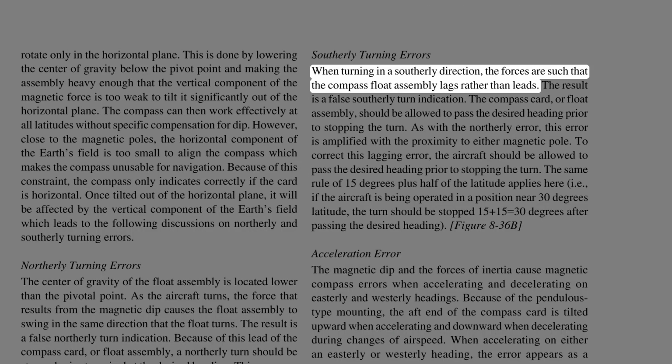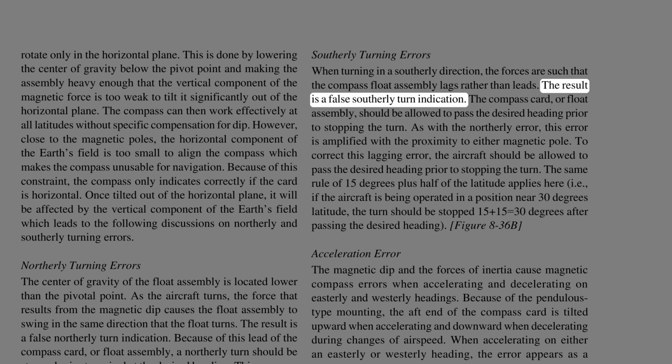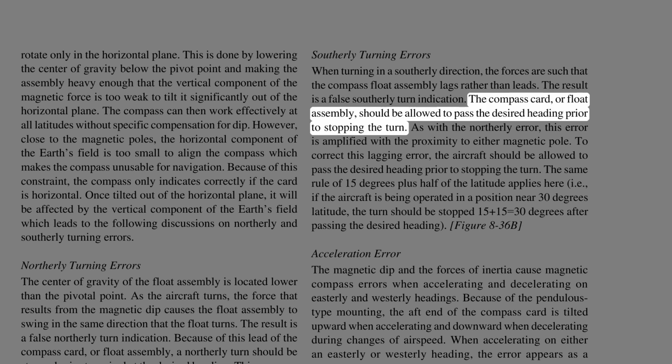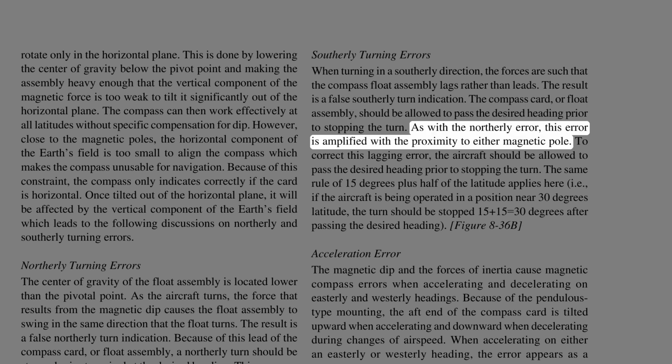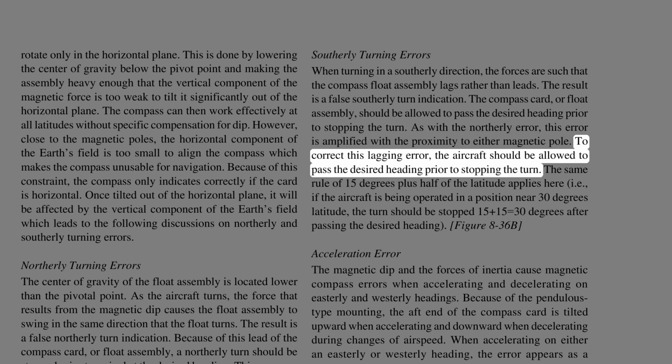Southerly turning errors. When turning in a southerly direction, the forces are such that the compass float assembly lags rather than leads. The result is a false southerly turn indication. The compass card, or float assembly, should be allowed to pass the desired heading prior to stopping the turn. As with the northerly error, this error is amplified with the proximity to either magnetic pole. To correct this lagging error, the aircraft should be allowed to pass the desired heading prior to stopping the turn.